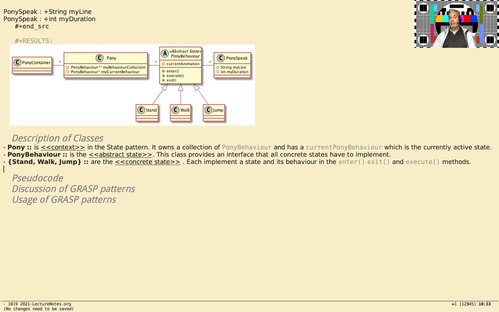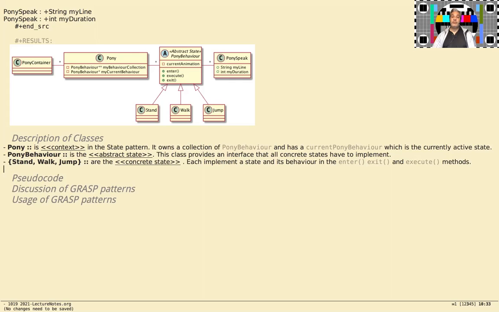So every time, if this was a game, for example, you would have a game loop, and once every 60th of a second or something like that, you would hit the execute method. So they would update their coordinates, update their sprites, roll a dice if it's time to say something or not, and so on. So that would all be done in the execute method.